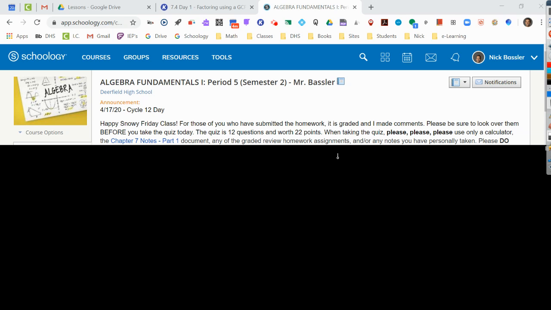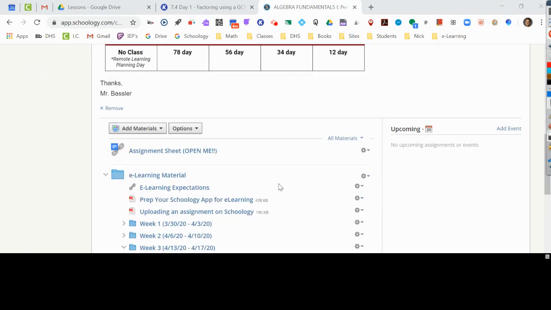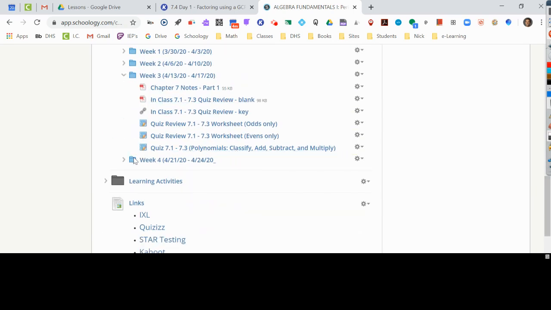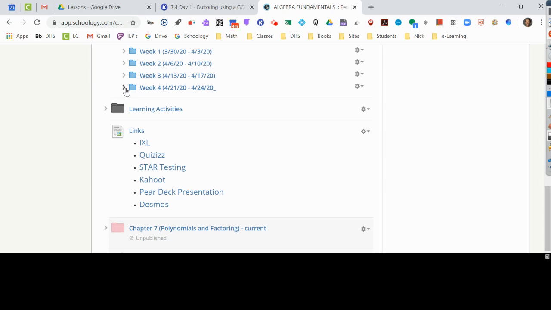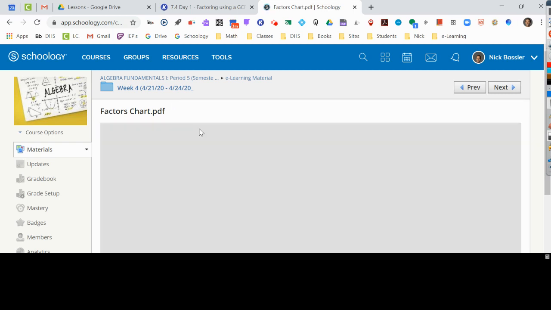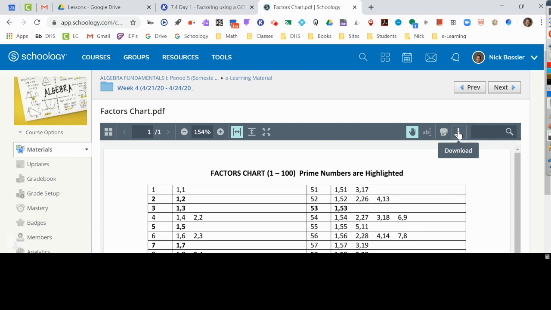To prepare for this week's notes, we're going to find all your materials in the e-learning folder. If you open up the e-learning materials folder, we are going to be on week 4. In week 4, you're going to find this document called the factors chart. I want you to go ahead and open this document up. If you're able to, I would print this document out. This will be a nice document to have, and you're going to need it for the next 3 weeks of e-learning.